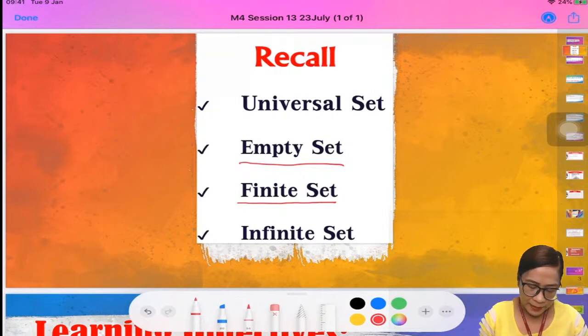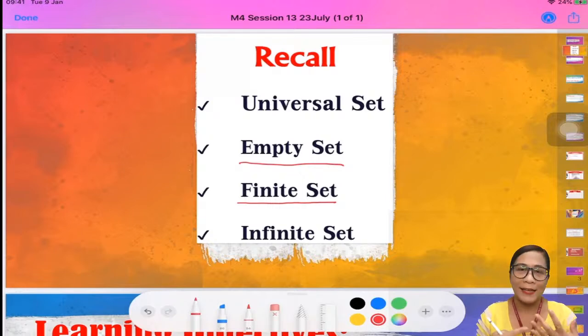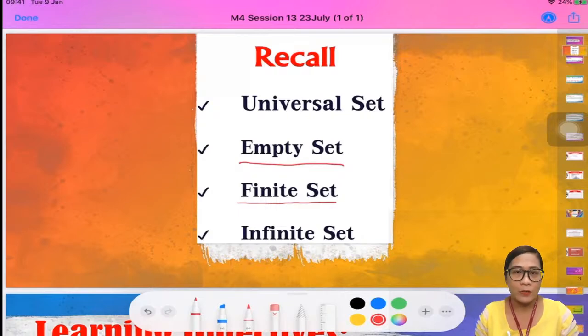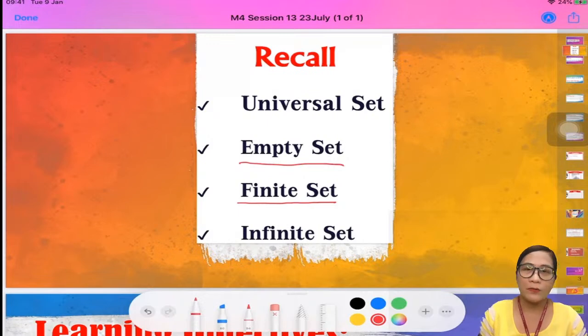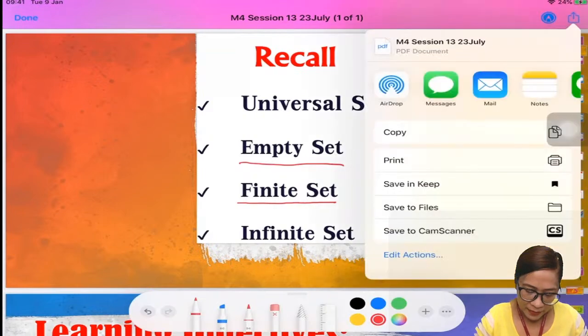And for an infinite set, it's the opposite of finite sets. So for an infinite set, you cannot tell exactly how many members or how many elements are in the set. For example, the set of integers: ellipses, negative 3, negative 2, negative 1, 0, 1, 2, 3, ellipses. So we cannot tell exactly the number of elements.